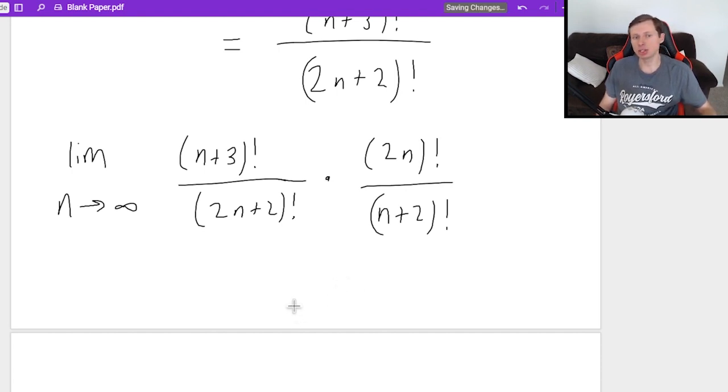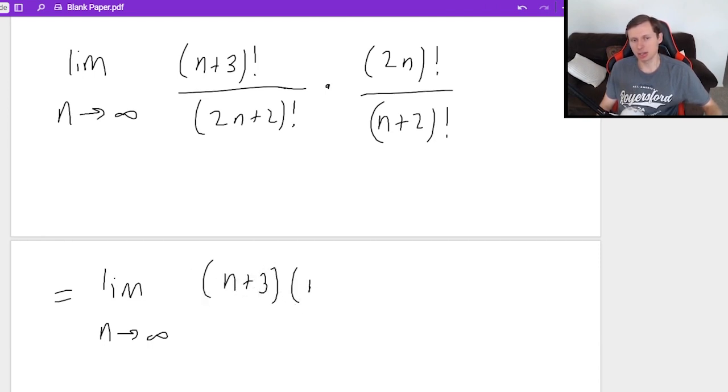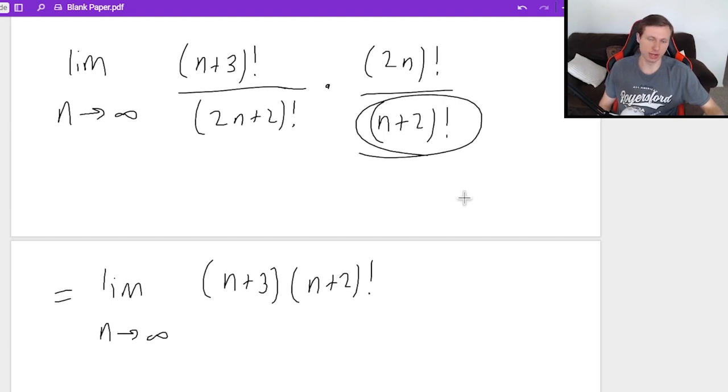Once again, we need to start simplifying this. So the n plus 3, I'm just going to rewrite that as this. I'm going to write quantity n plus 3 times n plus 2 factorial. And this works because whenever you want to rewrite your factorials, you just subtract 1, and that's the next term. And the reason why I'm not going to keep going is because I see that that's now going to cancel with that n plus 2 factorial in the denominator. So I'm good for the numerator.